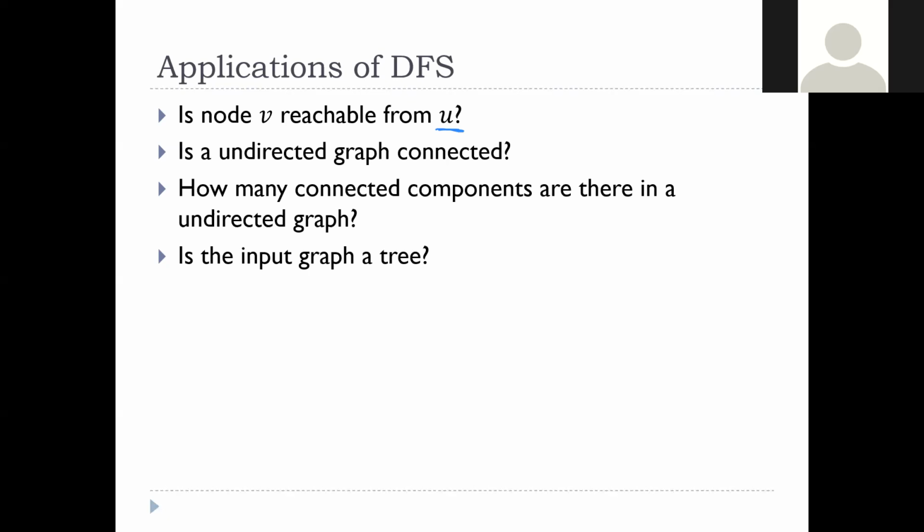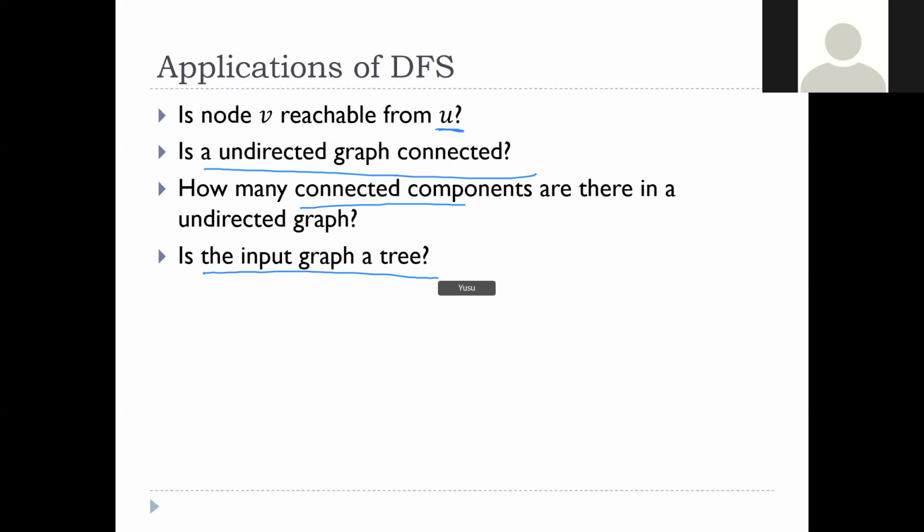Or you can use this to answer the question: is the undirected graph connected? For that, you pick any node to start and run DFS. If you can visit all other nodes, then the graph is connected. If there are certain nodes that are not reachable, then it's not connected. Or how many connected components there are in the undirected graph. You can also use this to answer such questions.